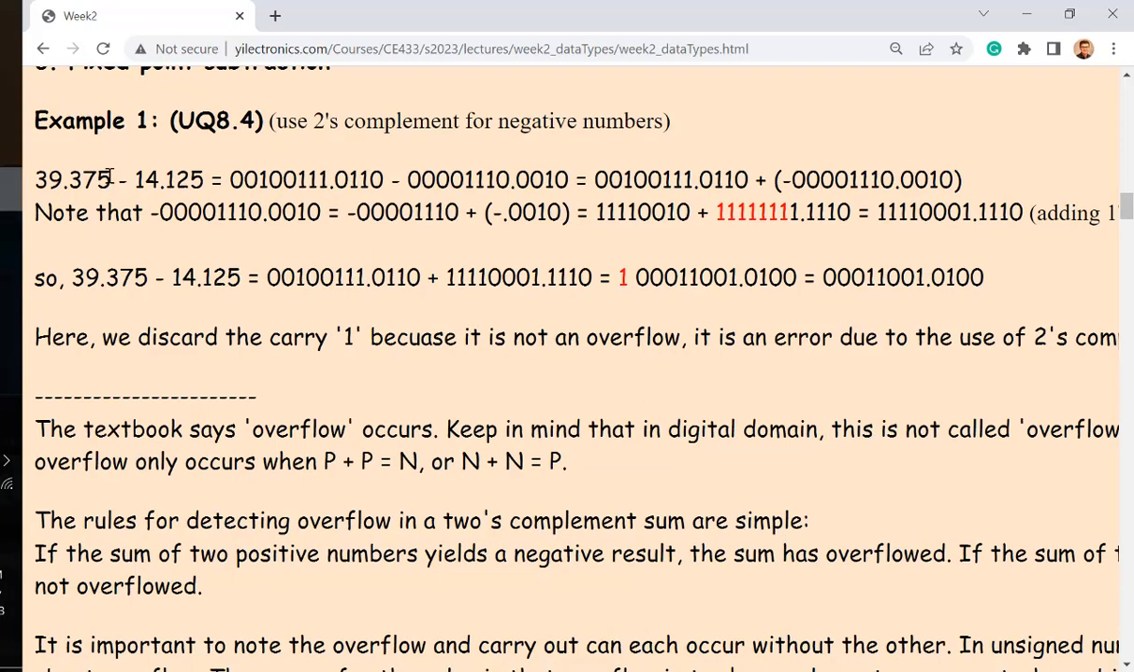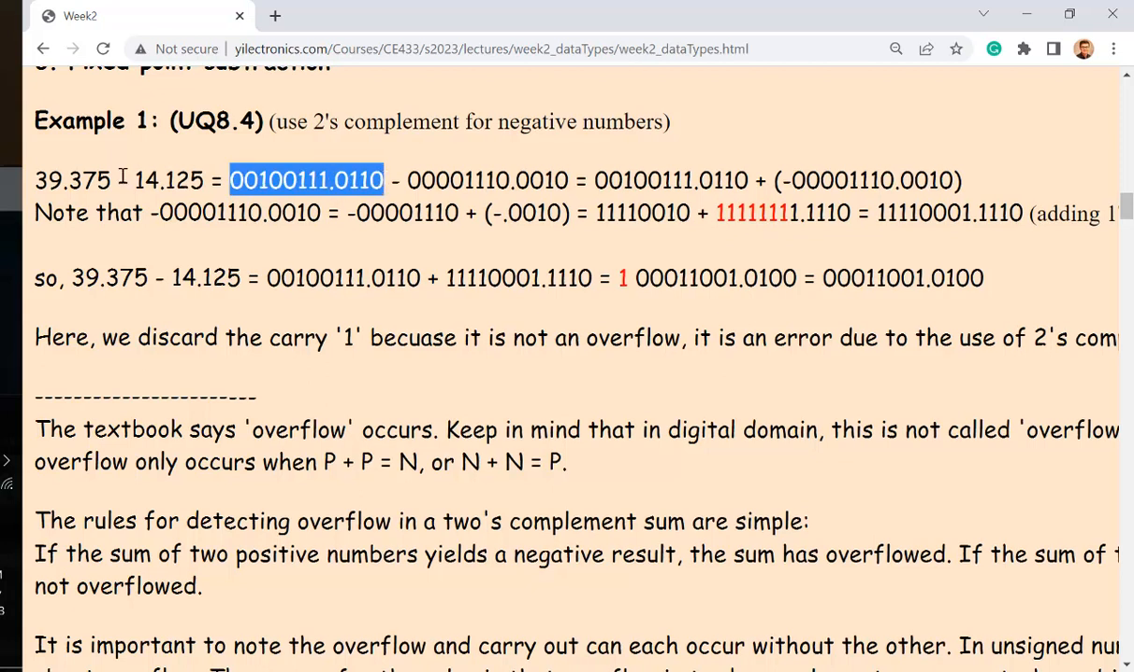So subtraction, you can use addition. You're adding a negative number instead of doing a subtraction in the computer systems, right? So this 39.375 is this guy, right? And then the negative 14.125 is this guy, okay? So subtracting that one is the same as adding a negative of that one, okay?